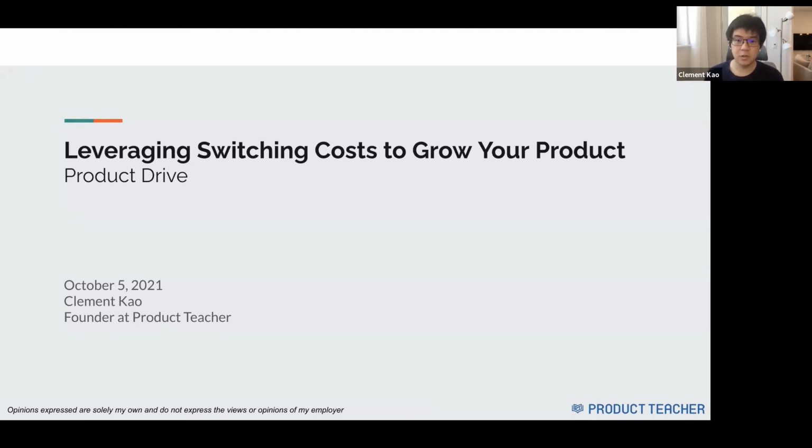For this session, we're going to be covering how to leverage switching costs to grow your own product. I'm Clement. I'm the founder of Product Teacher, and I'm so excited to be leading this session today.